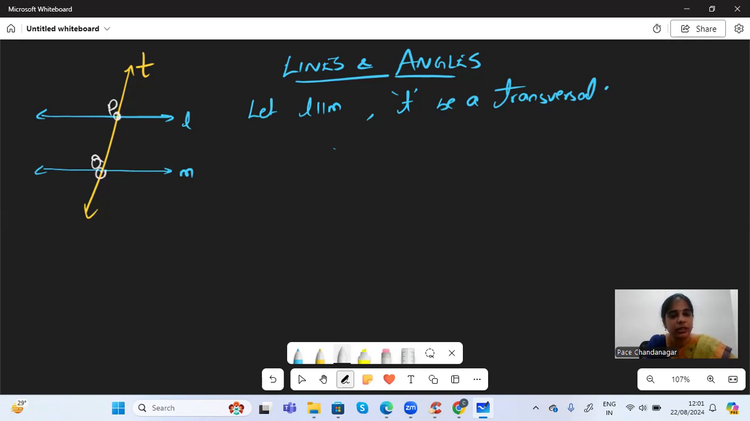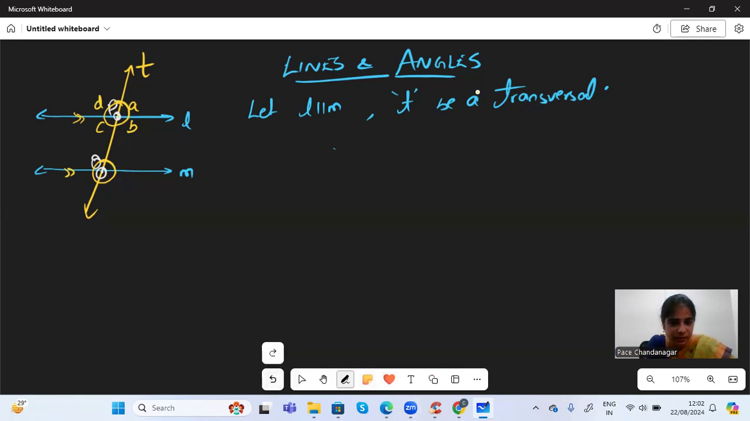And now when I'm talking about the case where line L is parallel to M, the parallel notation is always given with an arrow mark, right? So L is parallel to M and T is a transversal. How many sets of angles are formed here? We have 4 sets of angles formed in the first case and 4 sets in the second case. So let them be marked as A, B, C, D, E, F, G, H. Let these be the angles I'm considering, right?